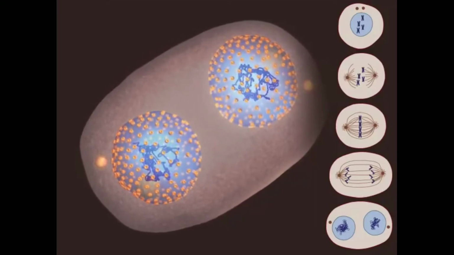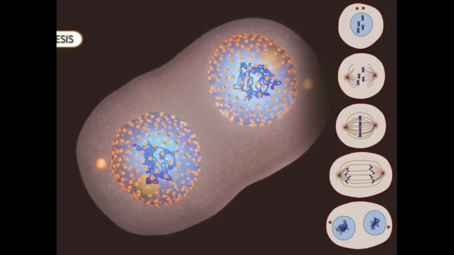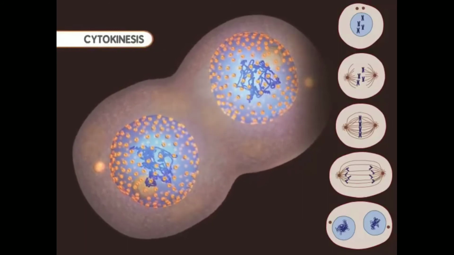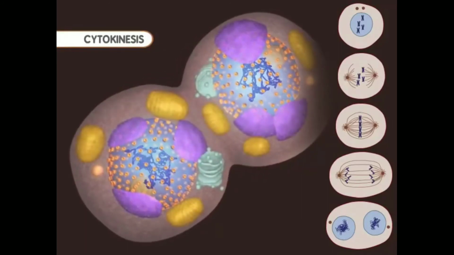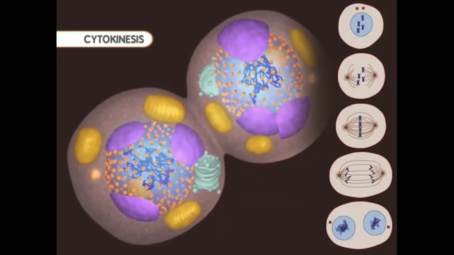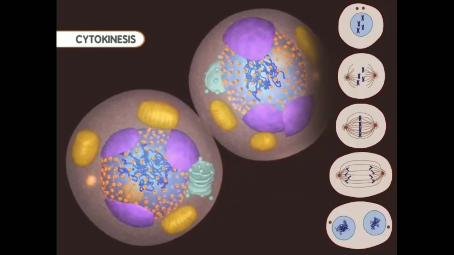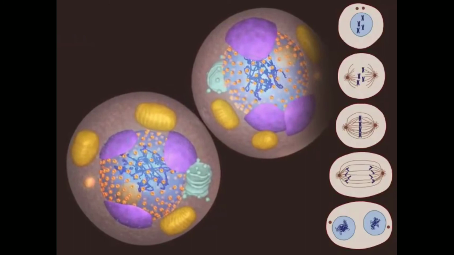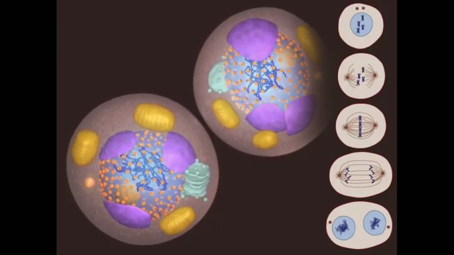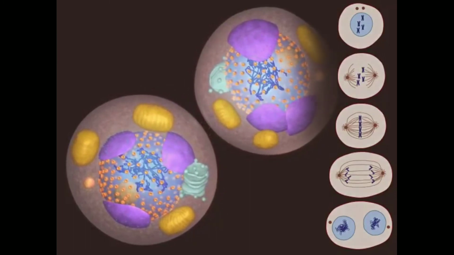Cytokinesis. The cleavage furrow deepens toward the center and divides the parent cell into two daughter cells. The cleavage furrow is formed by two proteins, actin and myosin.